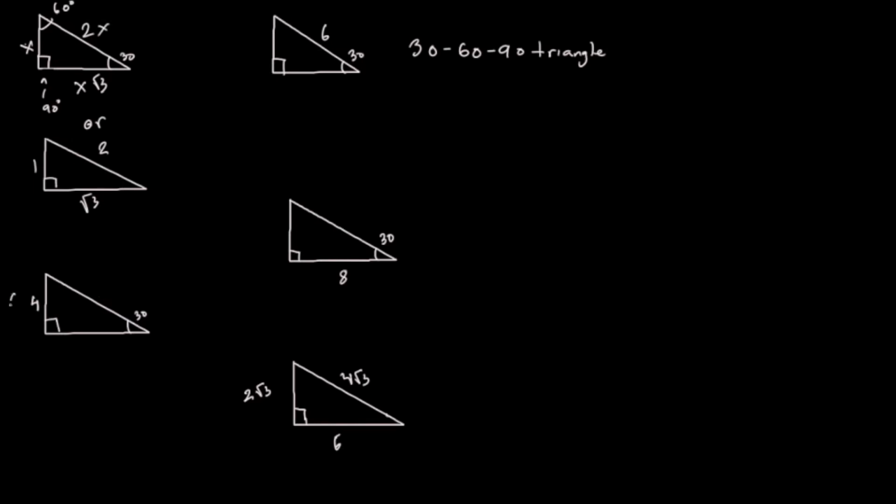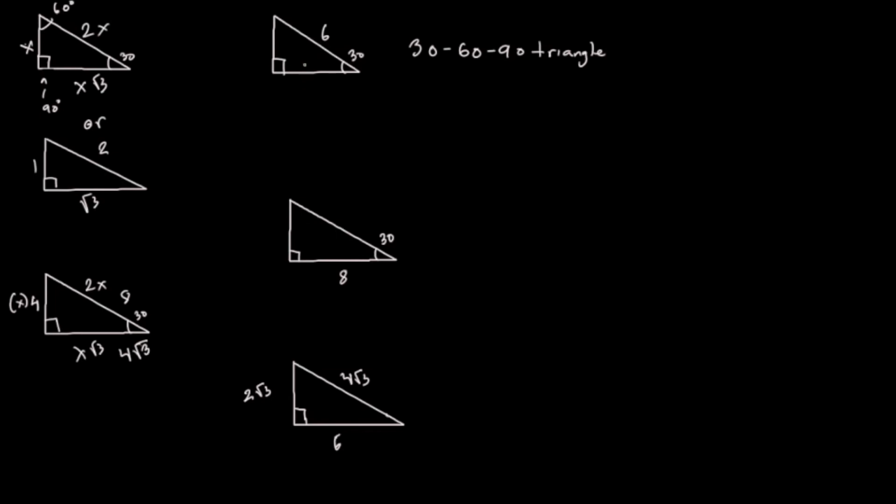So this is x, this is 2x, and this is x root 3. What I do is I write out what the actual ratios are before. So since you know x is 4, you know this is 8. And since you know x is 4 here, this is 4 root 3. So that's that.